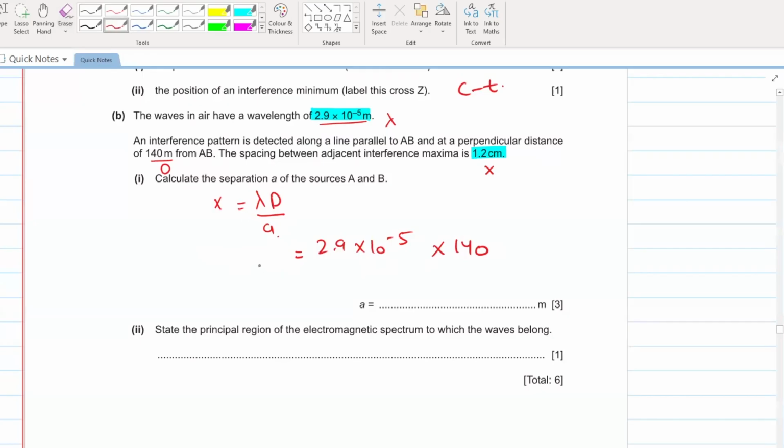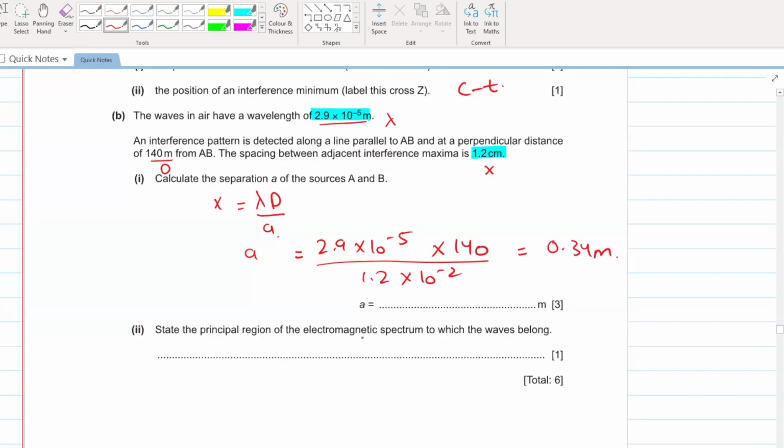A is equal to lambda D divided by 1.2 into 10 raised to the power of minus 2. Can you calculate the value of A, beta? Yes, very easy. Easy peasy. The answer comes out to be 0.34 meters.